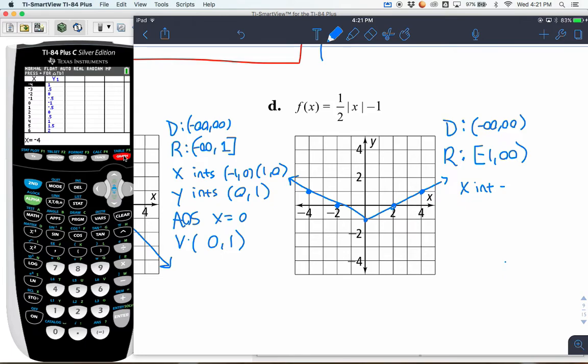X-intercepts, you got 2 of them again, (2, 0) and (-2, 0). Y-intercept is going to be at (0, -1). Axis of symmetry happens to be x = 0 again, and your vertex is at (0, -1).